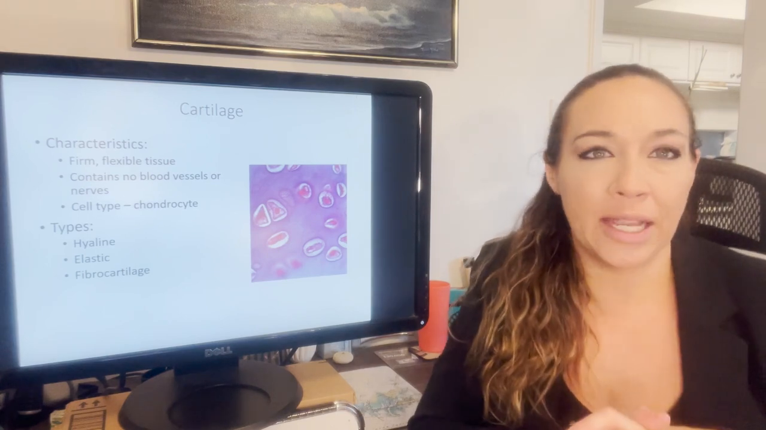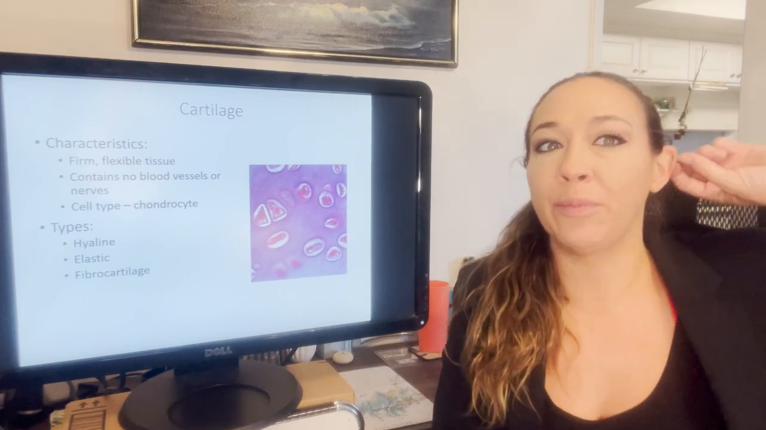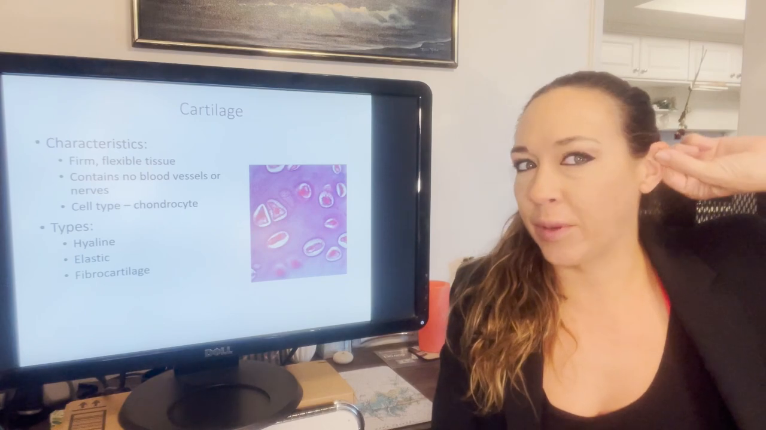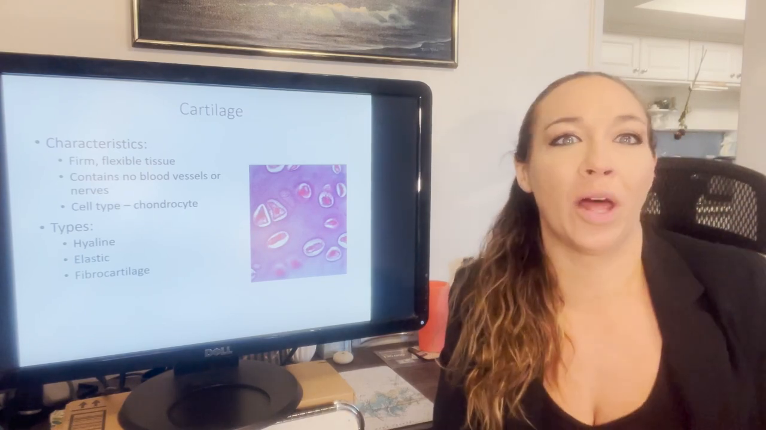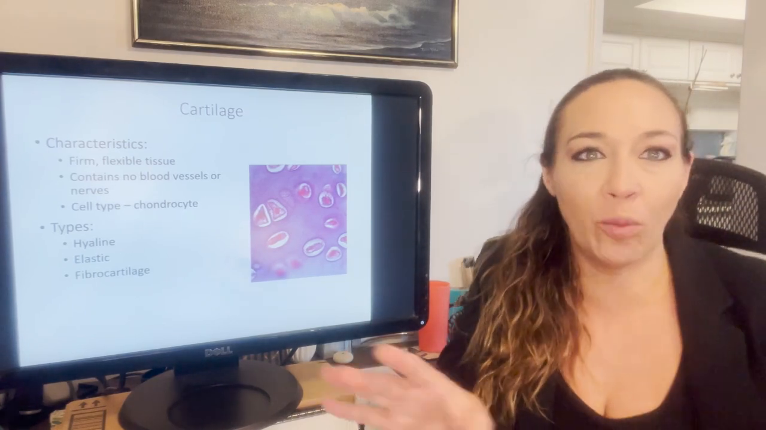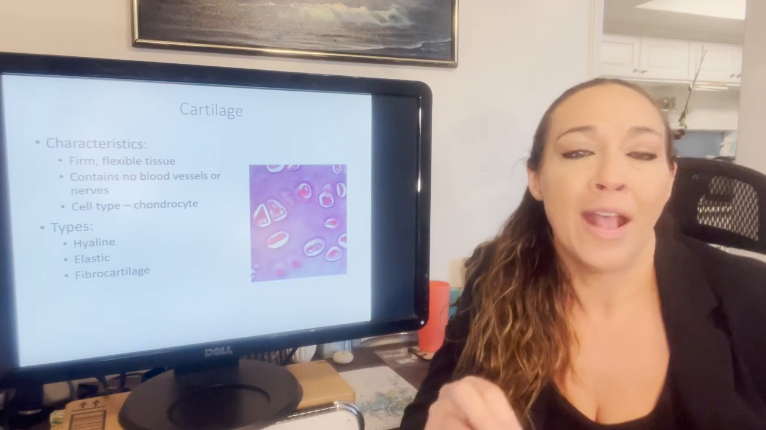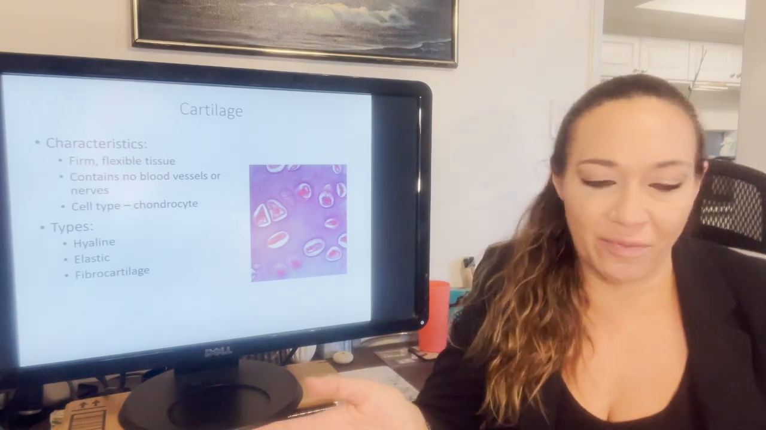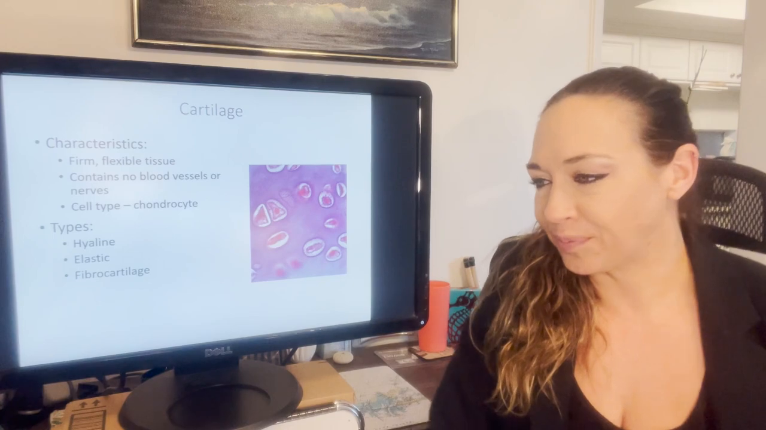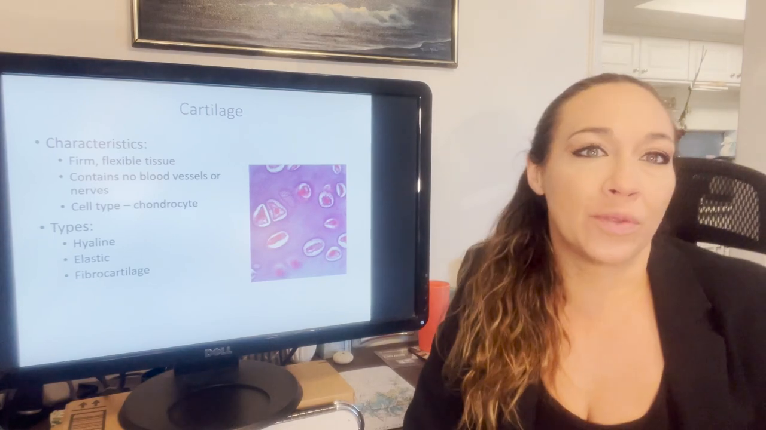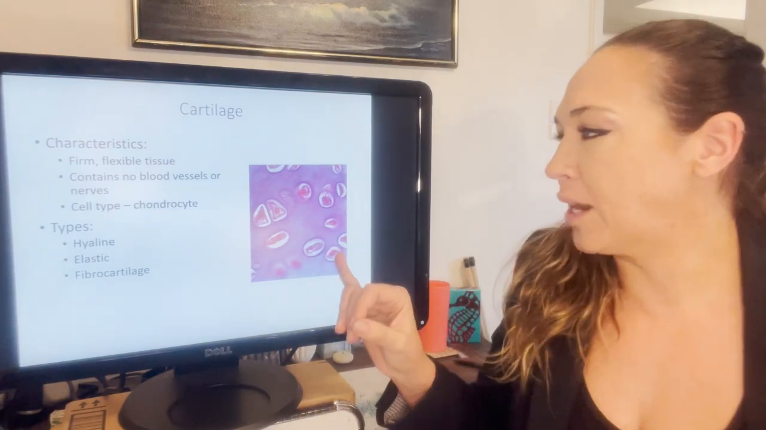Now, it does not contain any blood vessels, which is why you can, say, pierce your ears. Especially up here in the cartilage part, you get almost zero blood. There's really no bleeding whatsoever because you don't have any of the vessels. The cell type is known as a chondrocyte, and that's what we can actually see right here.